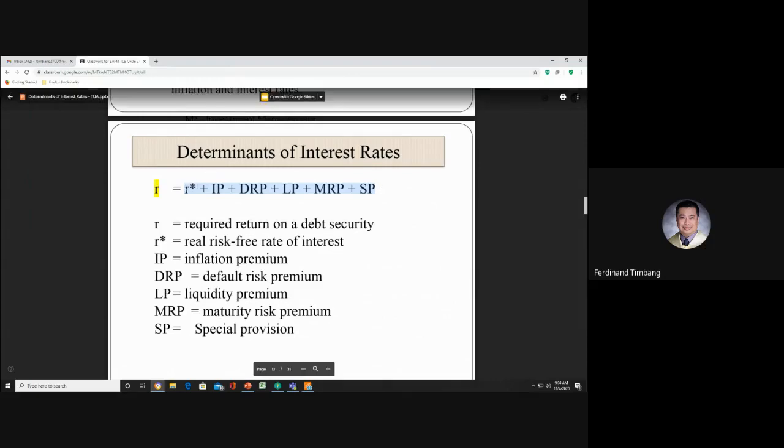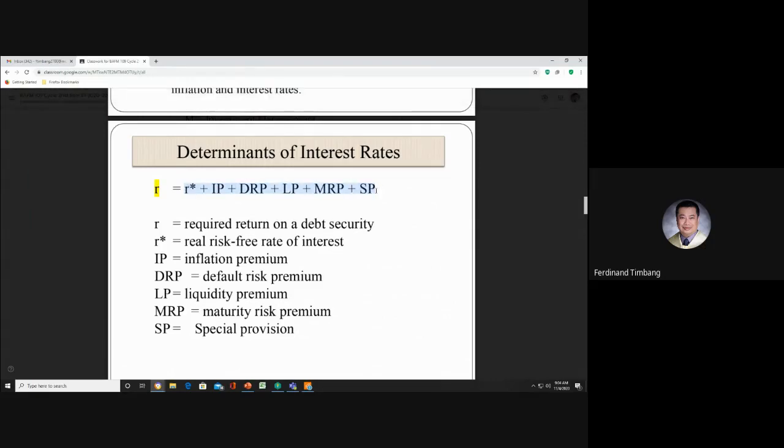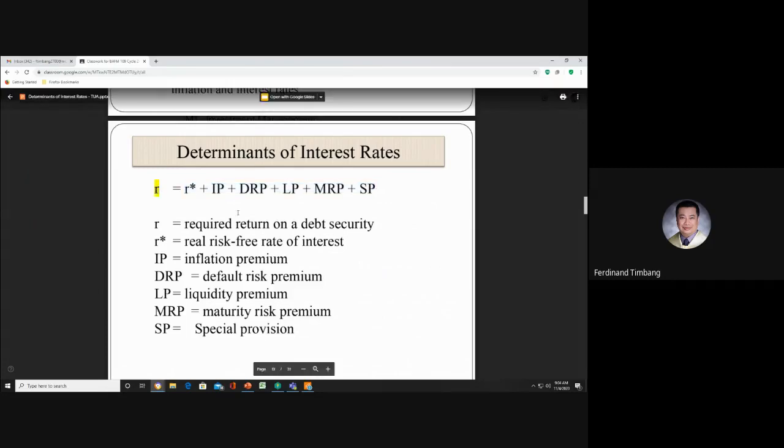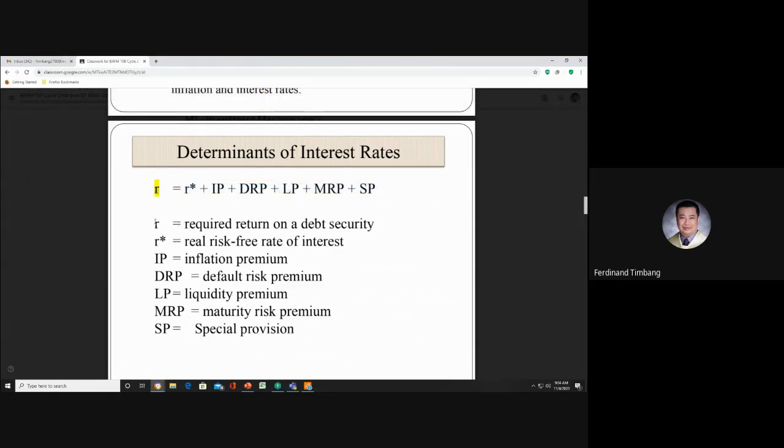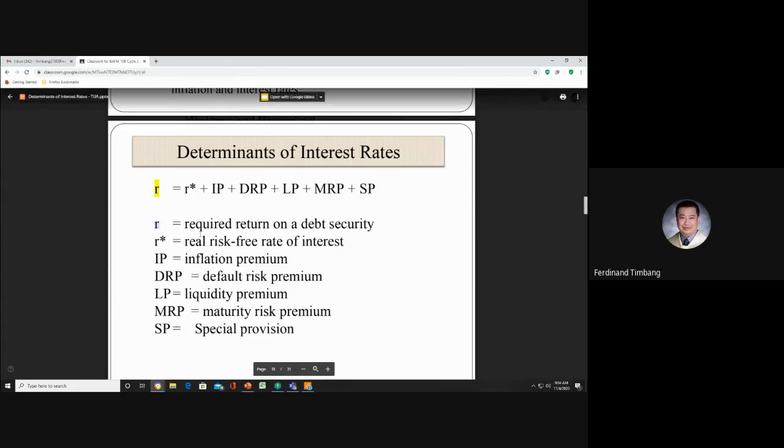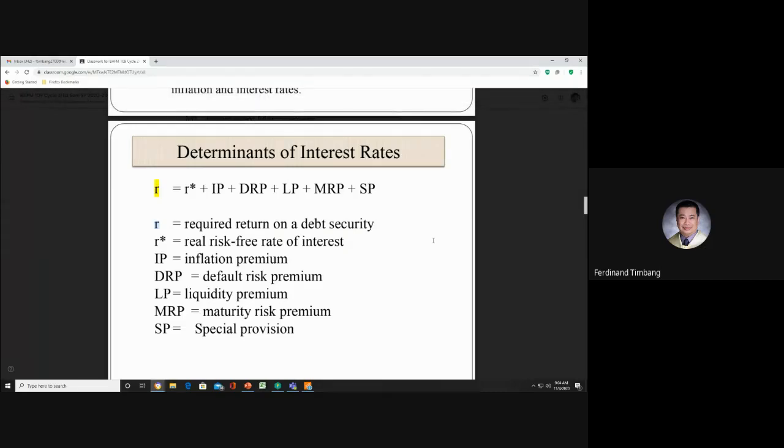But these are always the variables to be included in the computation of the R. So, ito yung R nga natin is the nominal rate, which is also the required return on a debt security. Tapos yung R star naman is the real risk-free rate of interest. So when we say real risk-free rate of interest, that is the interest in the absence of the inflation. And then you have the inflation. So of course, you know what is an inflation, no? That is basically the increase in the prices of the commodities or goods without the corresponding increase in production.